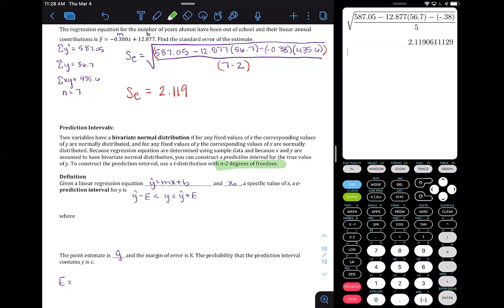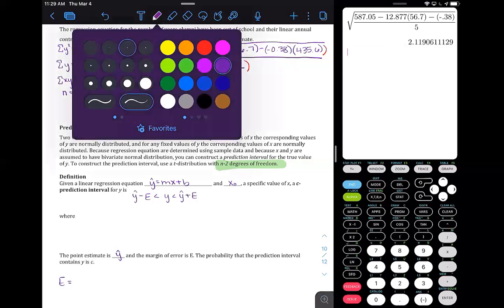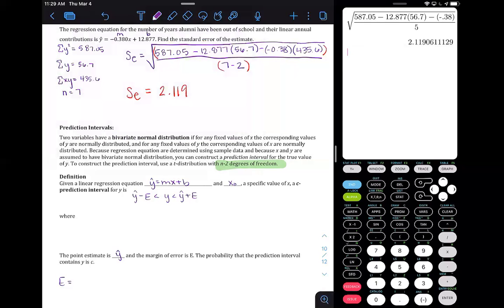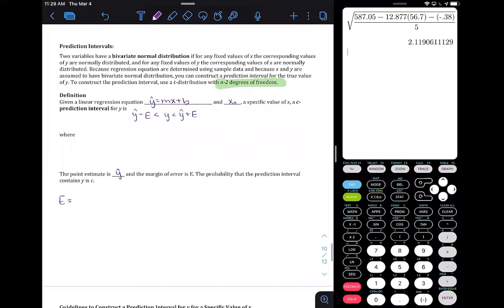So given a linear regression equation, y hat equals mx plus b, and x sub 0, that's going to be a given x value, a c prediction interval for y is y hat minus E, which is less than y, which is less than y hat plus E, where we're going to have a new formula, E equals. I'm actually going to write it down here. There's a little bit more room.